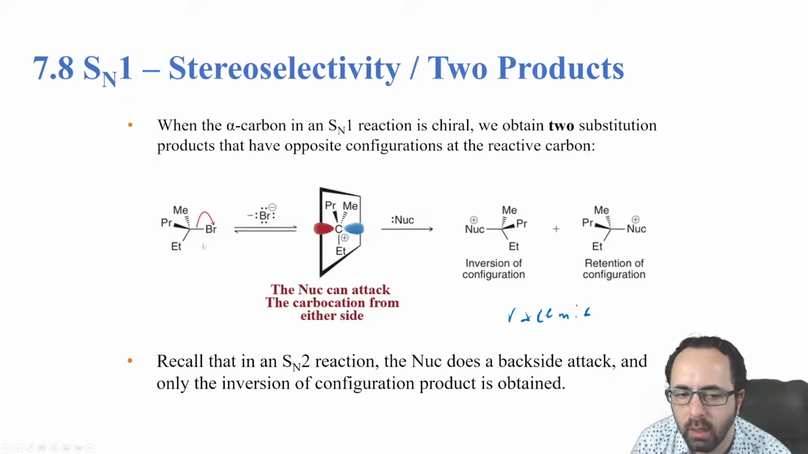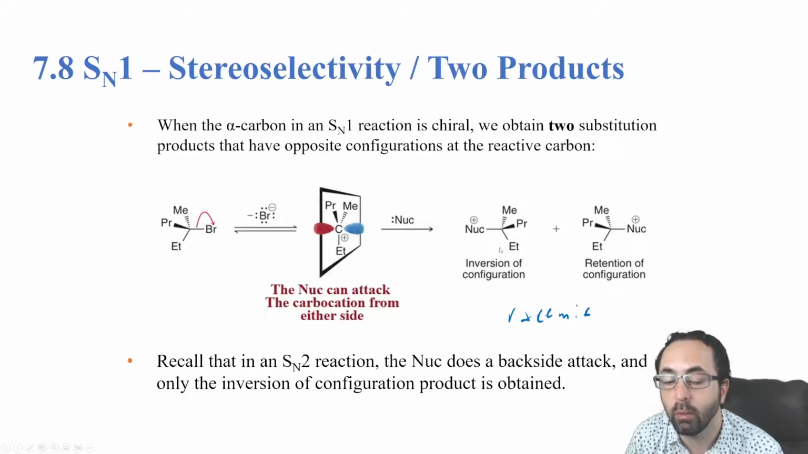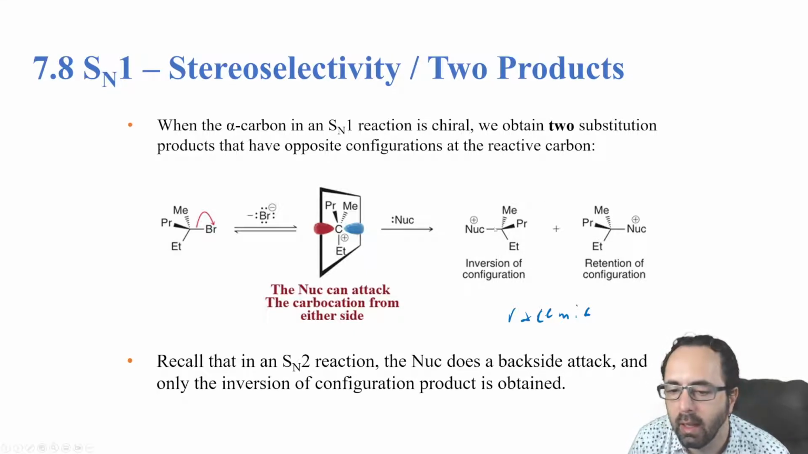So we're going to have one in which the original configuration is preserved, the nucleophile here on the right side, and we're going to have the inversion of the configuration. Whereas with the SN2, we only had the inverted one, really, right? Here we're going to have a racemic or approximately equal mixture of both stereoisomers because the SN1 does not involve the backside attack like SN2.